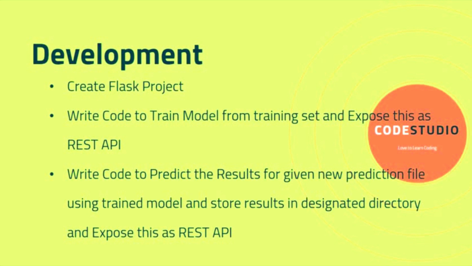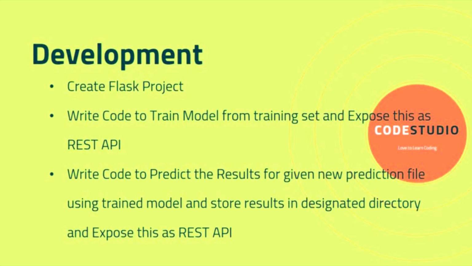First step would be creating a Flask project. In this example, we are going to use the Flask web application framework. The second step will be writing Python code files to train the model from a training set and expose this as a REST API. We will write Python code to read the training data, do the data pre-processing activities, do the quality checks and store it in the database, create a model, and save those models into designated directories. All these activities will be done using those Python files.